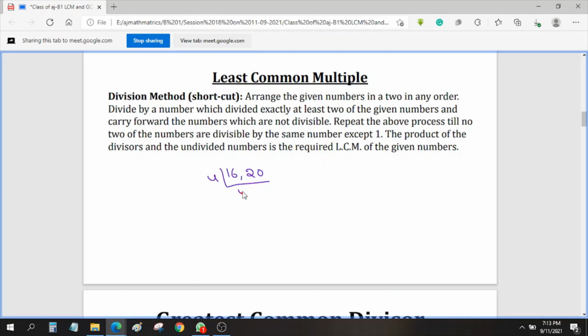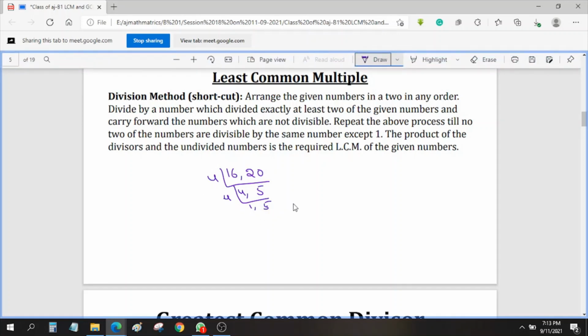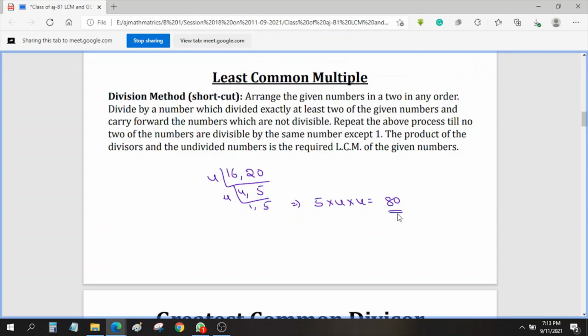So 4 fours are 16 and 4 fives are 20. So 4 and 5 remain. Then 5 fours are 20, 20 fours are 80. So 5 fours are 20, 20 fours are 80. This method you know very well. This is the LCM method we generally follow.